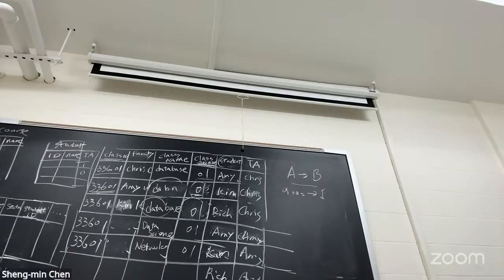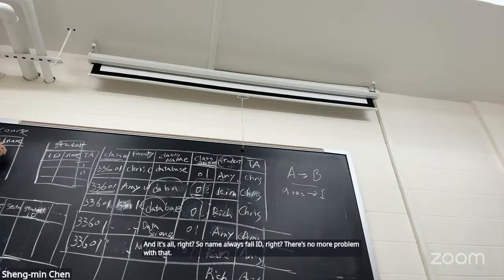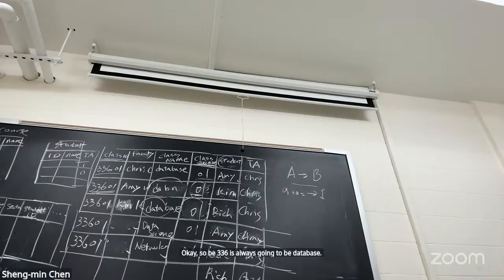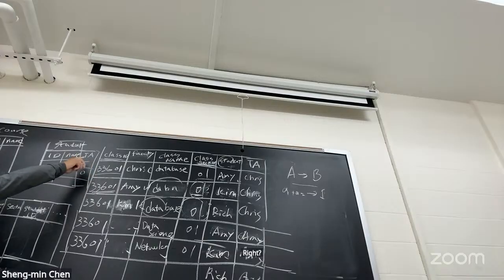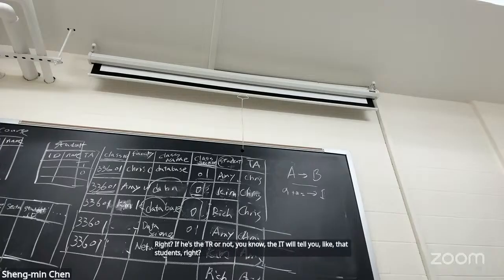We're clear? So basically you take out the course on its own, right? So name always follows ID, right? There's no more problem with that. The name is always going to follow the course ID. CSE 336 is always going to be database, 460 is always going to be data science, no matter the sections, correct? The student's name is always following the ID, right? Whether he's a TA or not, the ID will tell you that's a student, right?